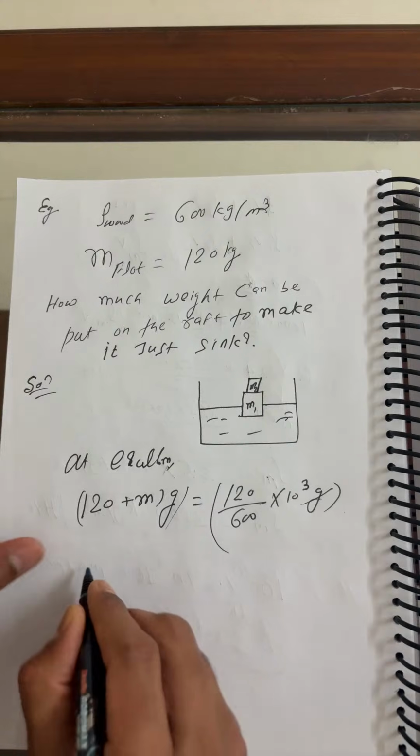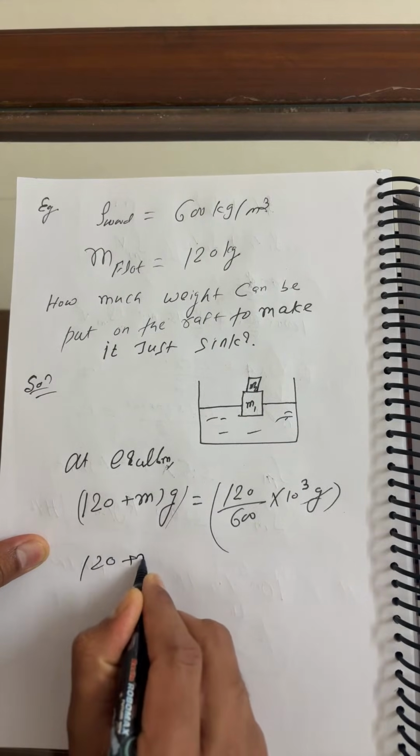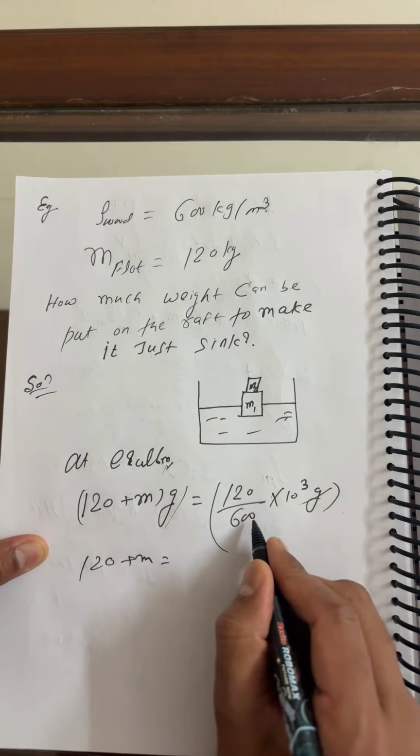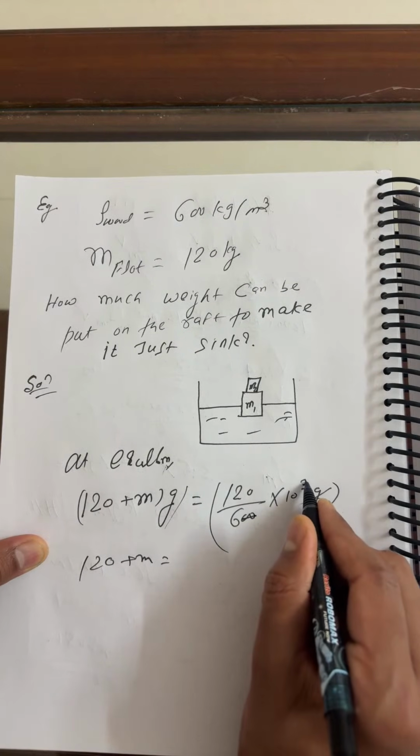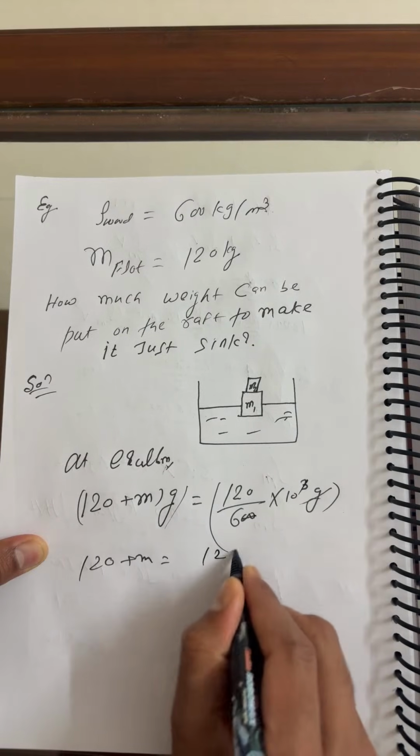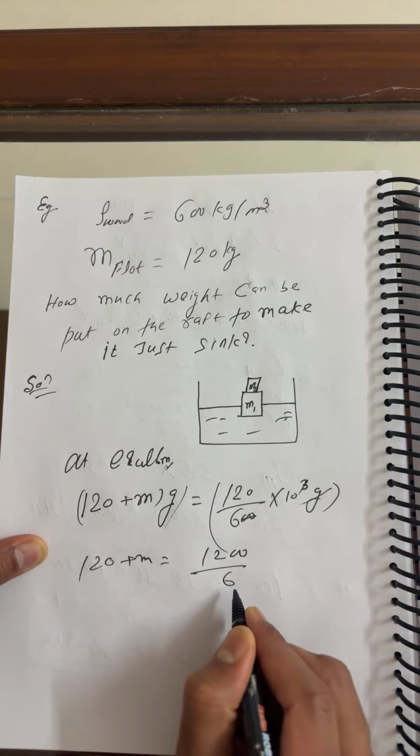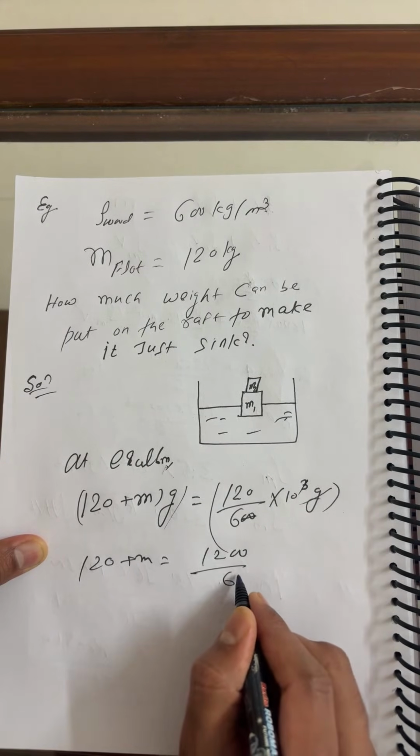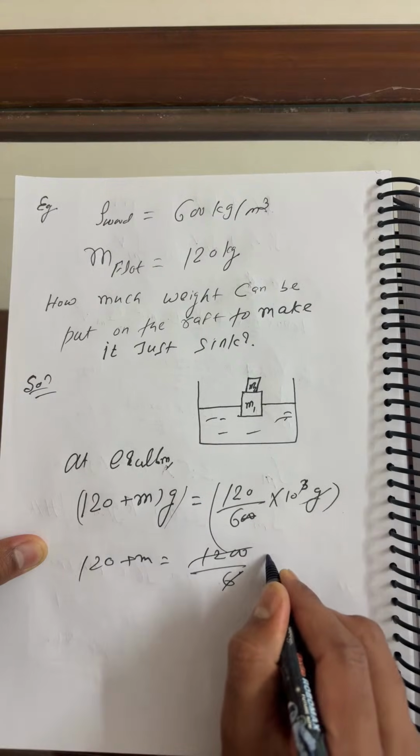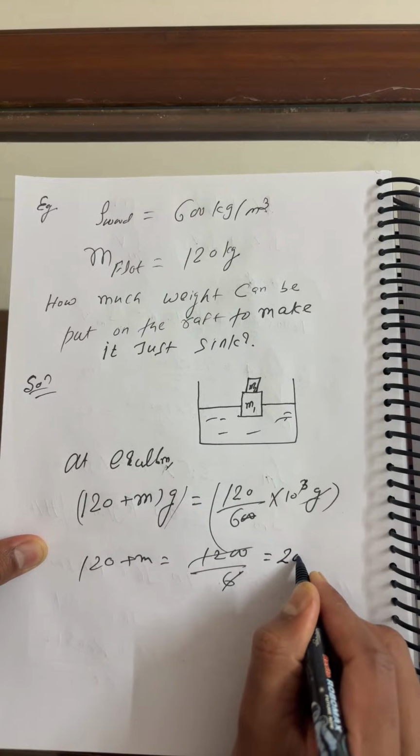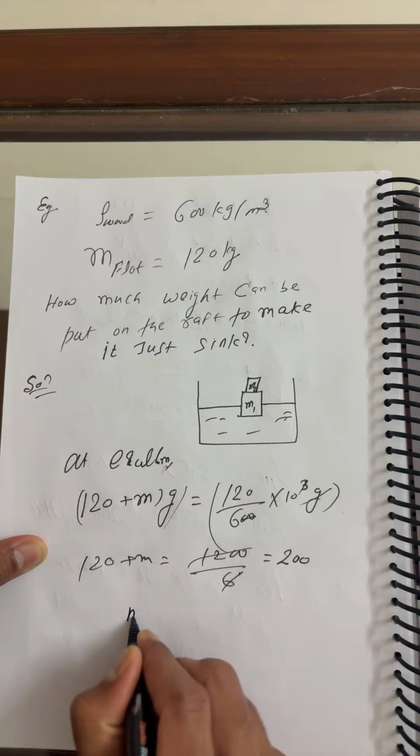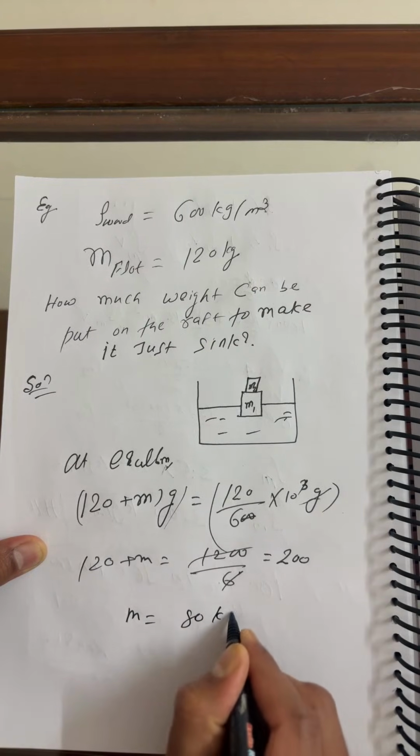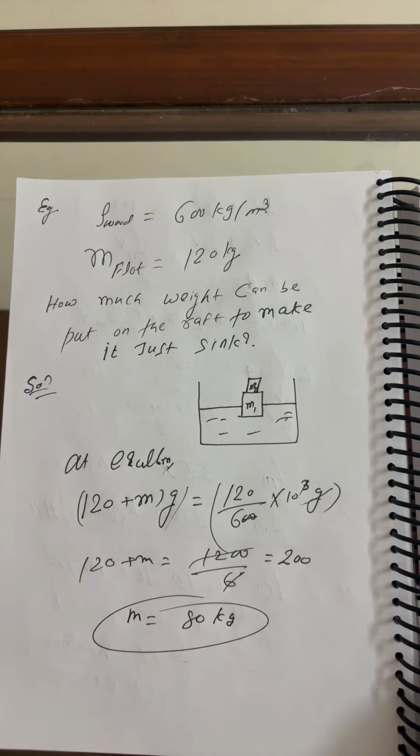What is coming from here? 120 plus M. You can say this is 1200 by 6. So you can say this is basically 6, 200. M is coming 80 here. Okay, I got the answer already.